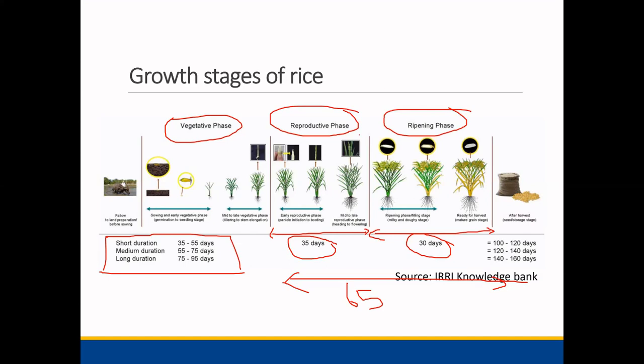But their reproductive and ripening phases stay the same under general environmental conditions, in which rice is grown, especially temperature, which determines the duration in crops. Under such conditions, this is the normal situation, so this 65 is fixed. Depending on the age of the variety, your vegetative phase duration will vary. Is that clear to you?